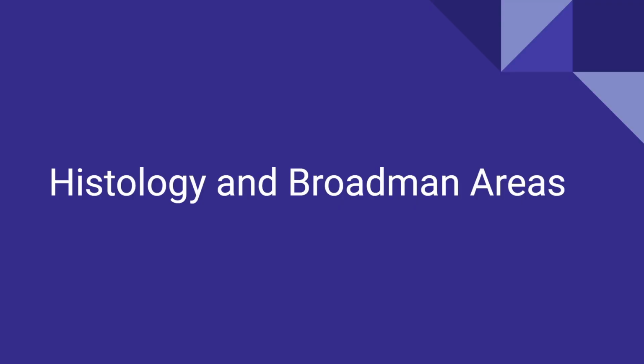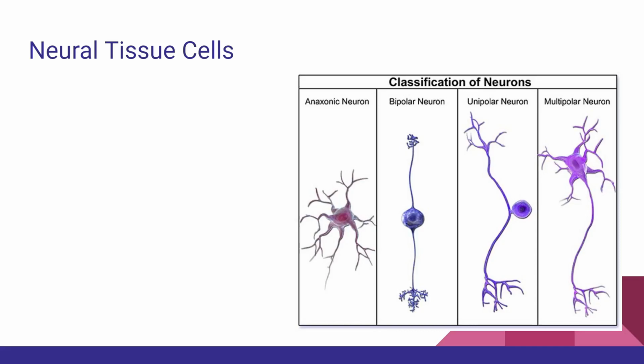Now we're going to talk briefly about histology, which is the cellular layout of the neurons, as well as Brodmann's areas. There's a variety of different types of neurons, so they're not all shaped or structured the same. There are multiple ways to classify neurons. I talked briefly earlier about how shape can be used to classify different neurons. There are hundreds of different shapes that can be used to classify neurons.